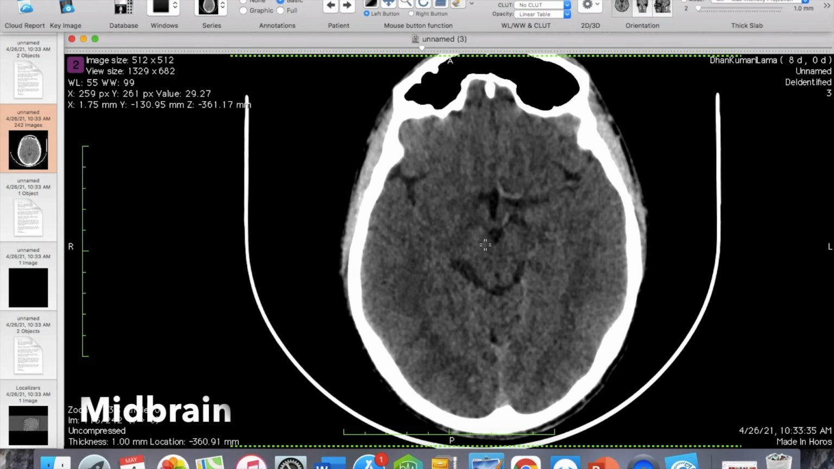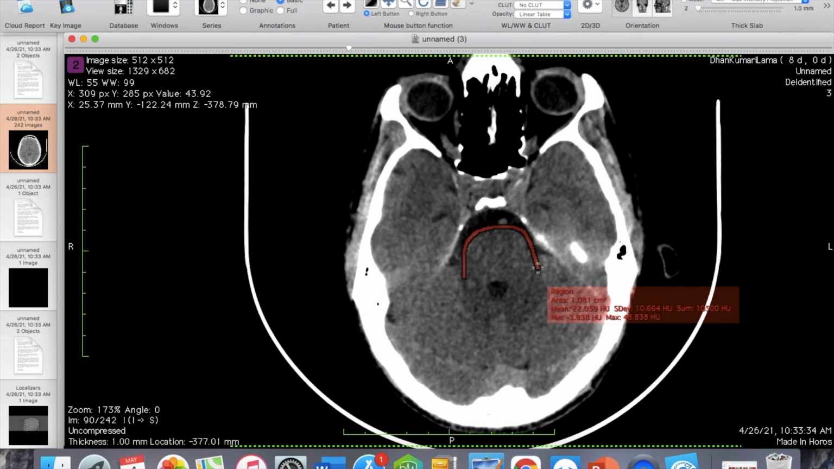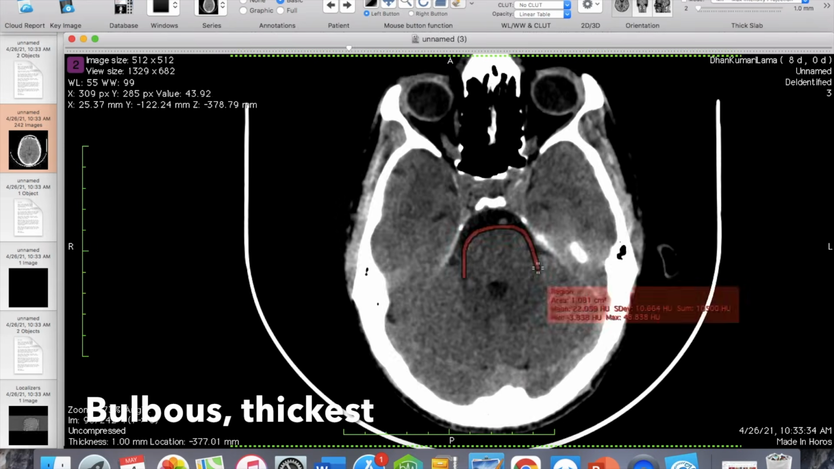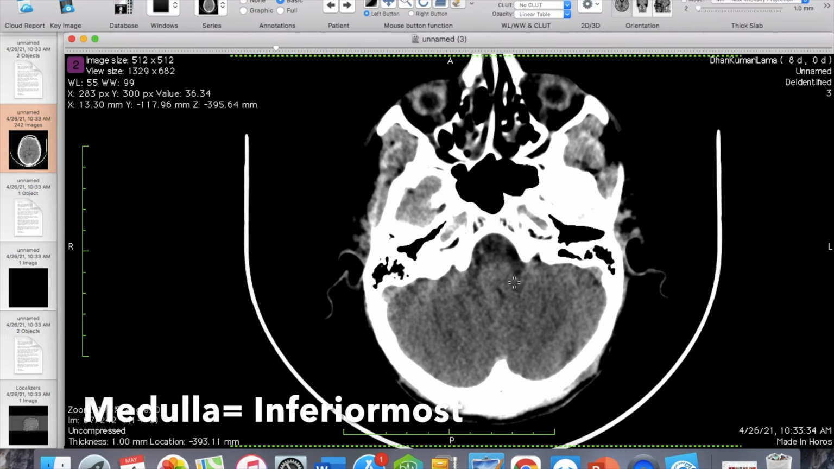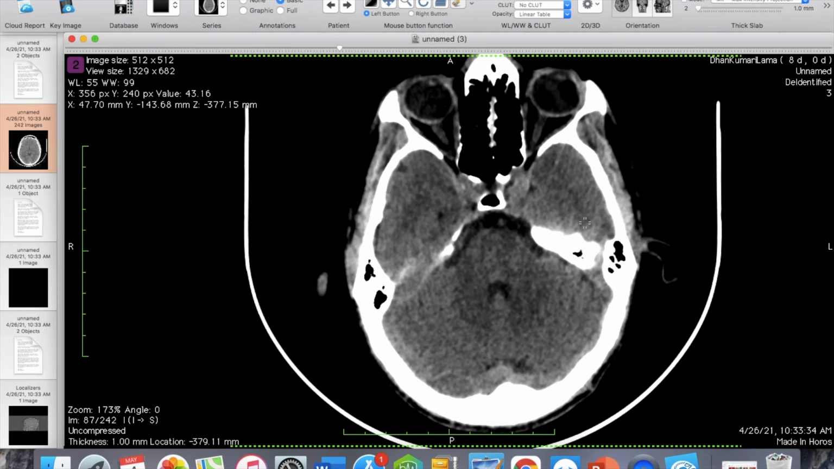In an axial image, midbrain can be identified by the V-shaped structure. Pons is the bulbous structure in the posterior fossa, the thickest structure of the brain stem, and medulla is the inferior most structure of the brain stem, which is thinner than the pons. We can also identify pons by looking at the fourth ventricle. So the part lying anterior to the fourth ventricle is the pons.